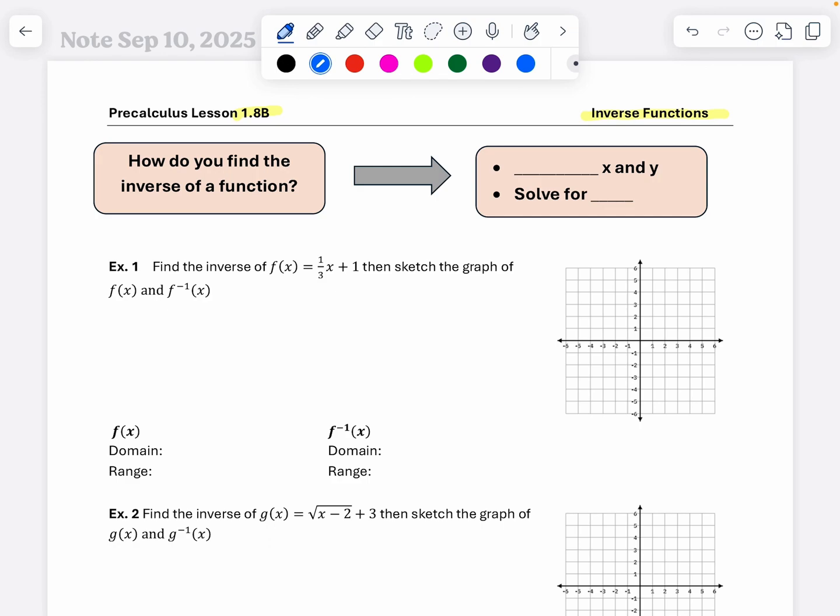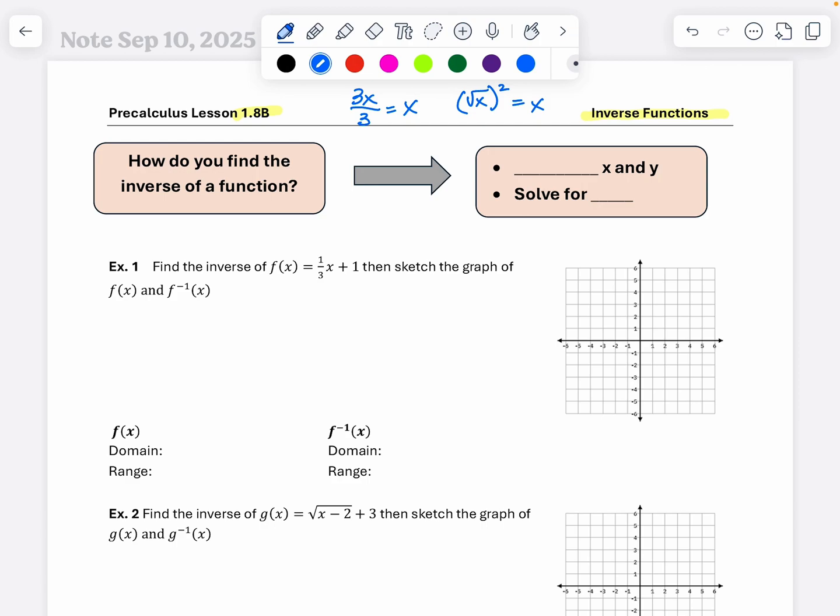You just naturally use inverse operations anytime you solve an equation. If I had something like 3 times x, and you needed to solve for x, you would divide by 3, and your outcome is x. If I had the square root of x and you need to solve for x, you would square both sides and your outcome would be x, because those are inverse operations.